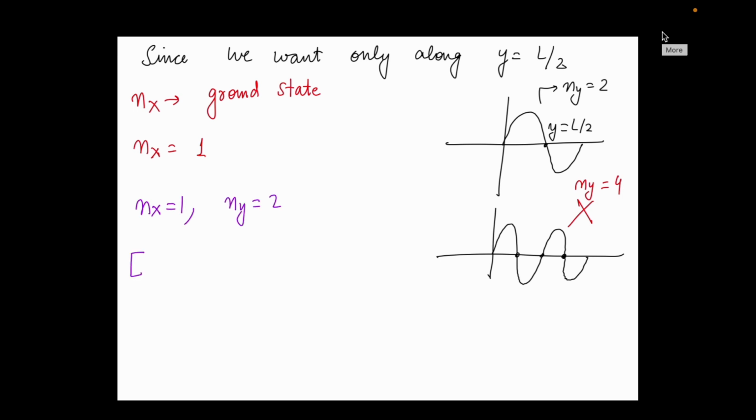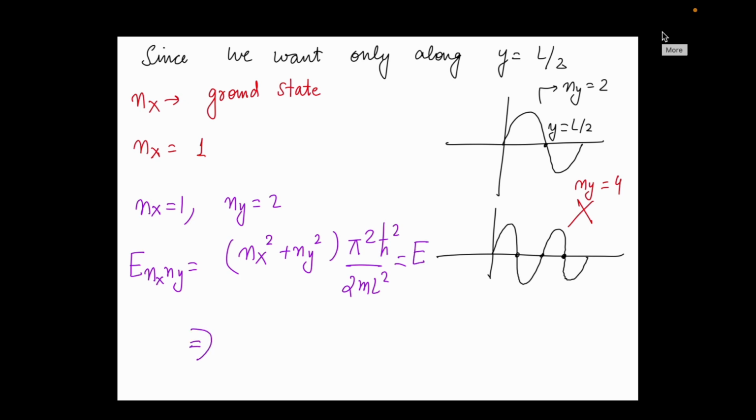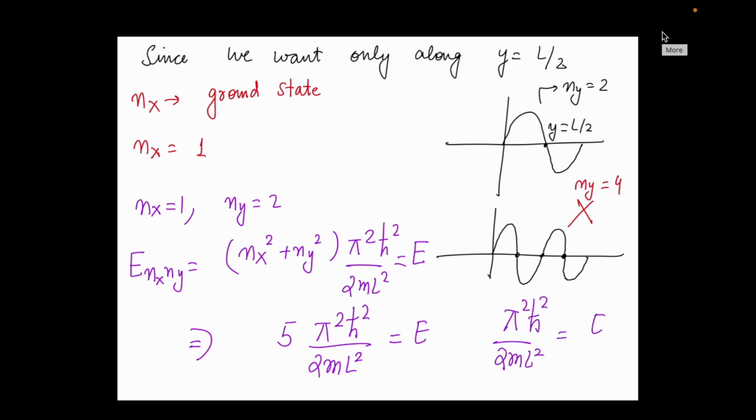If you write the energy corresponding to this, that is given as E. You put 1 square plus 2 square, which is 5. So pi square h square by 2ml square is E by 5. Now this is the key expression needed for this problem.